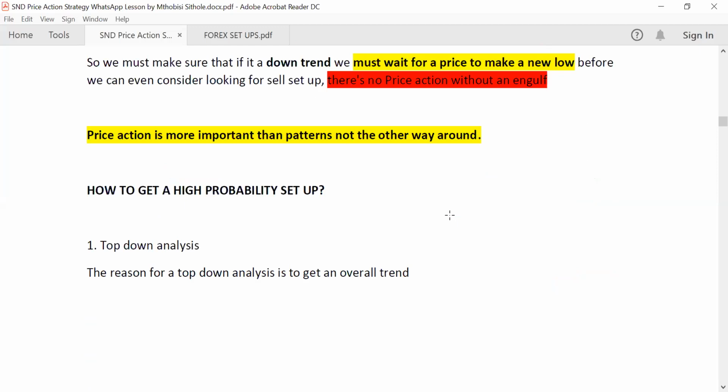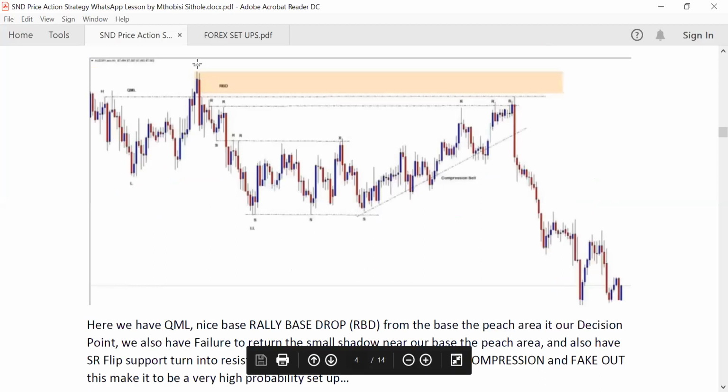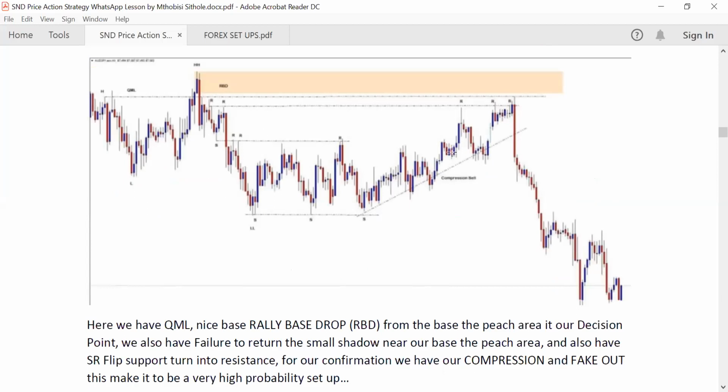For example, here I say this is a QML, right? It's on the valley base drop. Okay, as you can see, there was a decision point right there, and obviously there was this resistance. As the price is moving up, it forms a compression, and plus we still have those resistance levels. These are any resistance level whereby you find that the price is going to be faking out a lot of traders, who have their stop losses there.